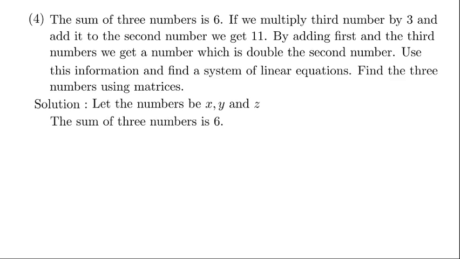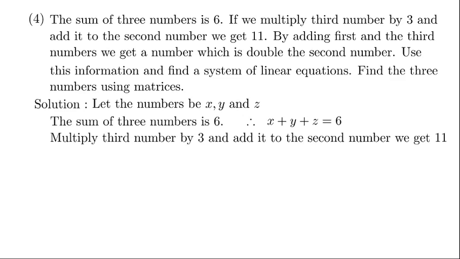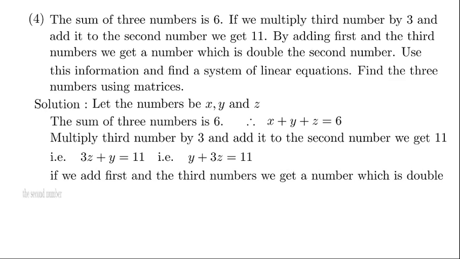The sum of three numbers is 6. A very simple statement. So we get x plus y plus z equal to 6. And what we are given is multiply third number by 3. Third number is z. That means 3z. And add it to second number. Second number is y. That means 3z plus y equals 11. So that is y plus 3z equals 11.